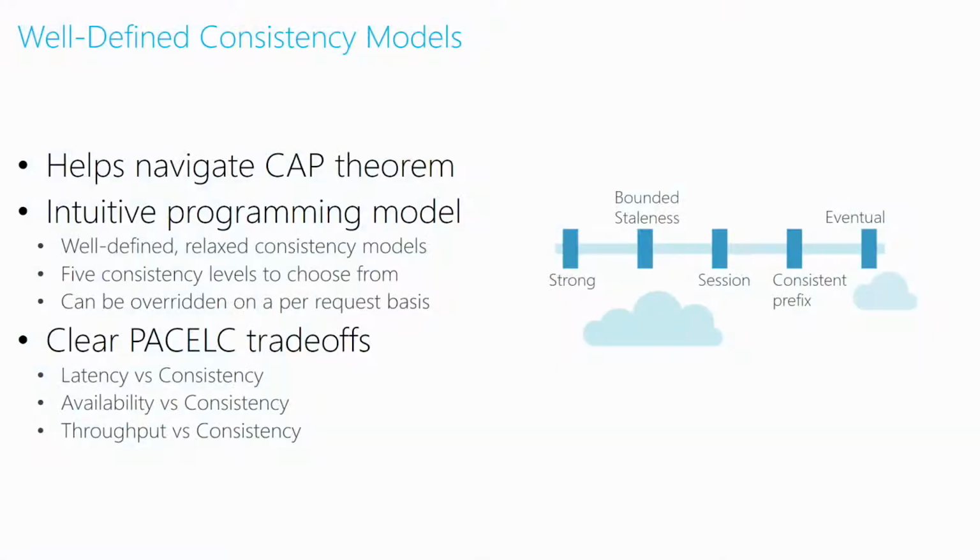Now let's look at the consistency model supported by DocumentDB. CAP theorem states that if your data is partitioned by network, you can either achieve consistency or availability, not both. DocumentDB provides an intuitive programming model with well-defined, relaxed consistency models for you to choose from. Using these 5 well-defined consistency models, applications can decide how they make trade-offs between consistency and latency, between consistency and availability, and consistency and throughput. We provide guaranteed SLAs for the consistency levels that you actually set. Consistency levels can be overridden on a per request basis.